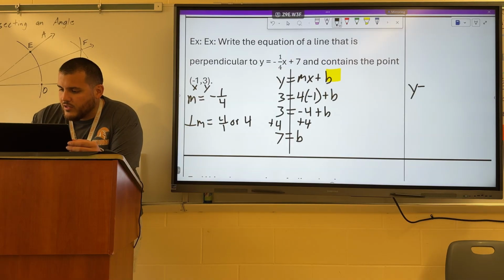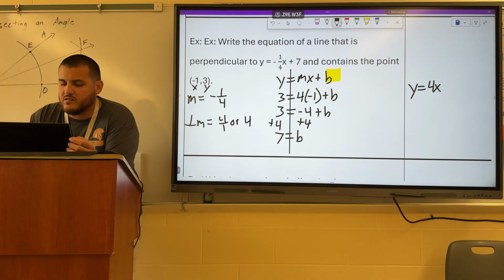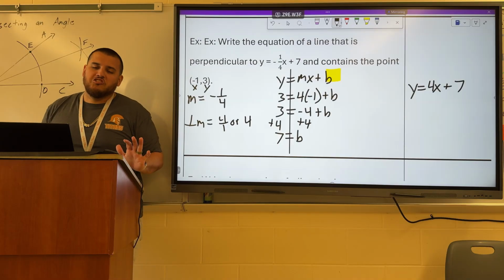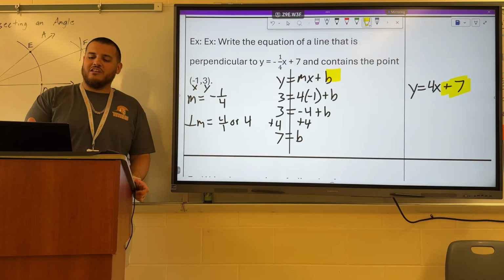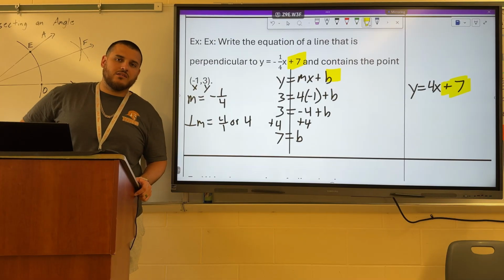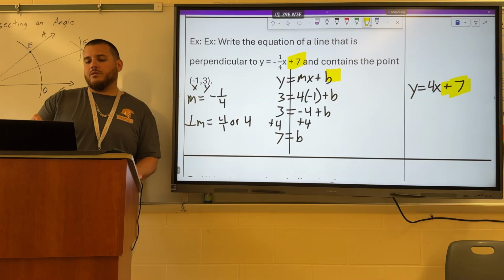So the perpendicular line will have that negative reciprocal slope of positive 4, so 4x. And then we get a y-intercept of positive 7, which again, just coincidence that that has happened here. I'll make sure I change that in the future. Just a coincidence that we got the same y-intercept. This does not happen often for our perpendicular lines.